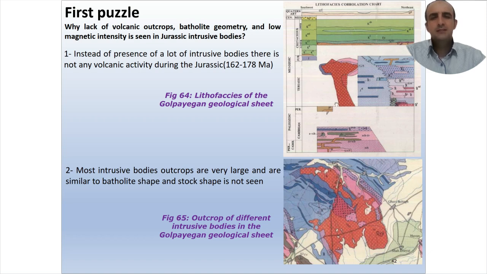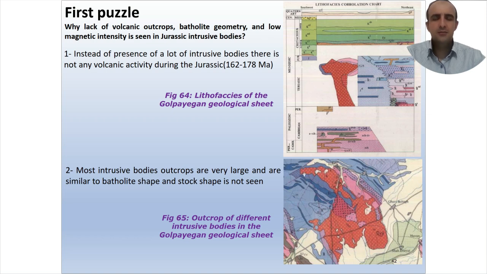As you can see in the lithofacies, we have a lot of intrusive bodies in this area in the Jurassic time. But as I said, we can't see any volcanic activity in that period of time. This is a puzzle. In fact, why is there an intrusion without volcanics? But the second part of the puzzle is that most of the intrusive body outcrops are very large and similar to batholith shape, and stock shape is not seen.